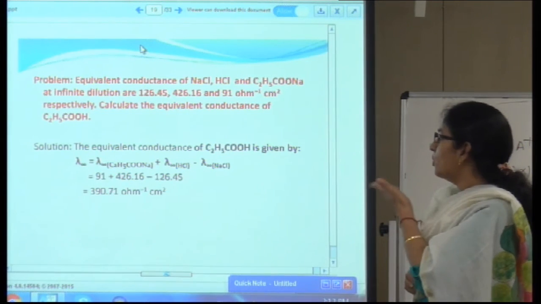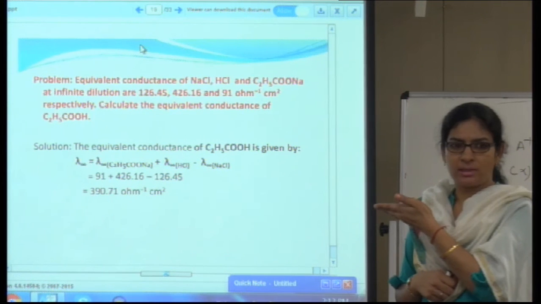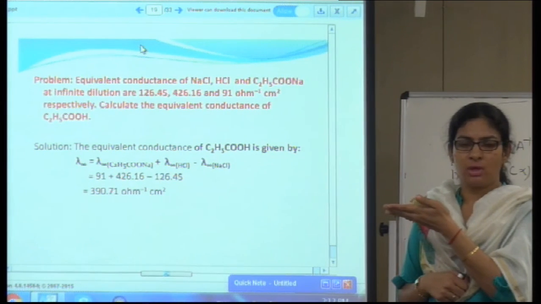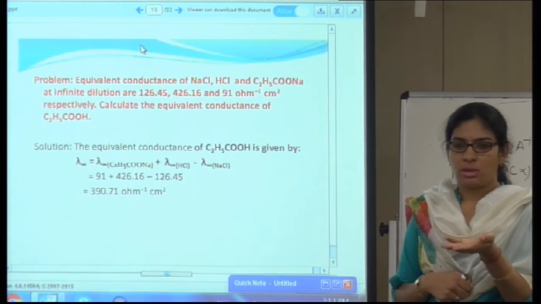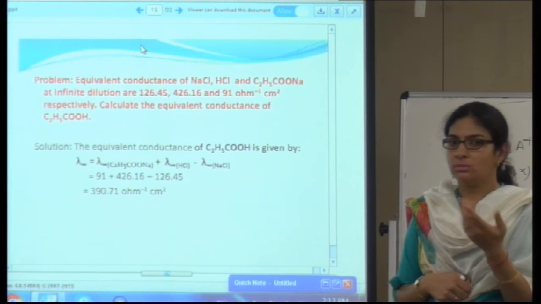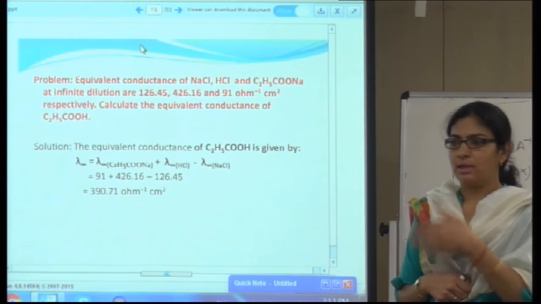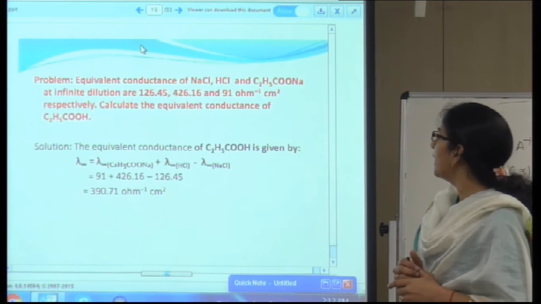I think we've already discussed how you calculate it for a weak acid or weak base. With the help of Kohlrausch law and known quantities, you can calculate. Next slide please.